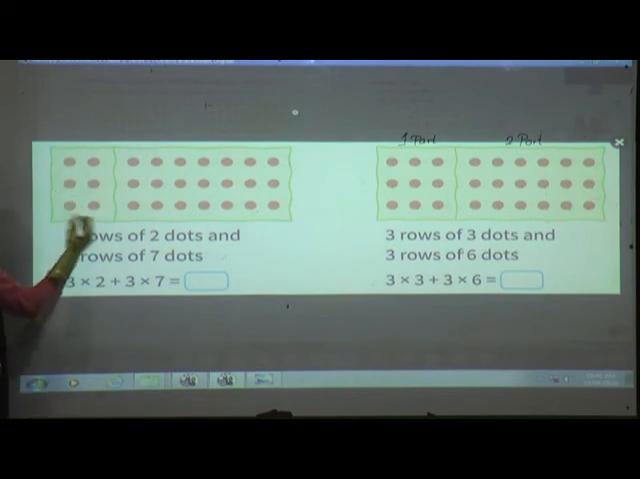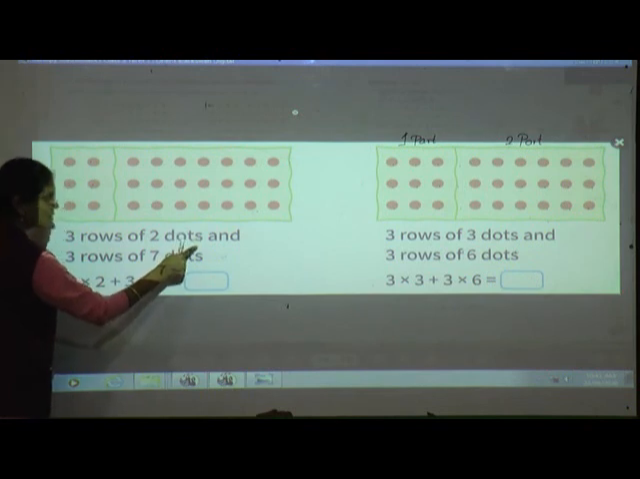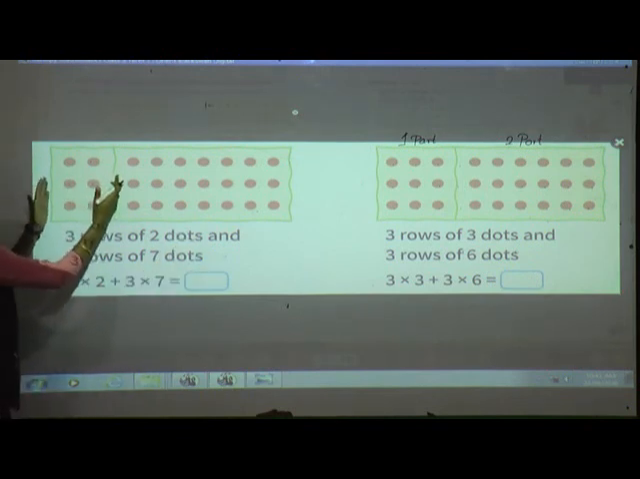How many rows can you see here? 1, 2, 3. In this part there are 3 rows. Now count in each row how many dots are there. See the first row. In the first row, 1, 2, there are only 2 dots. Then we will move to the second row. 1, 2. Again in the second row also there are 2 dots. In the third row also there are 2 dots. So 3 rows of 2 dots. This is about this small part.